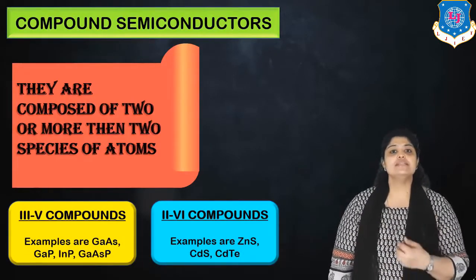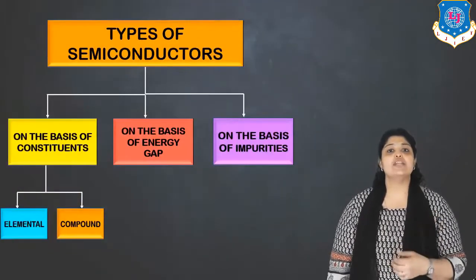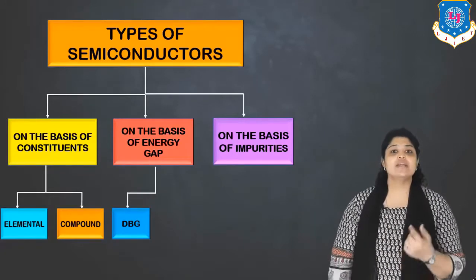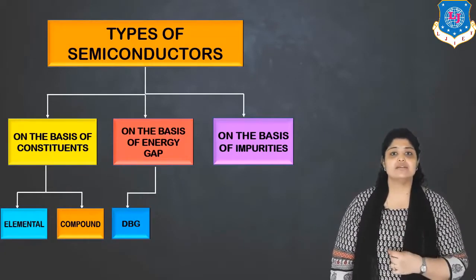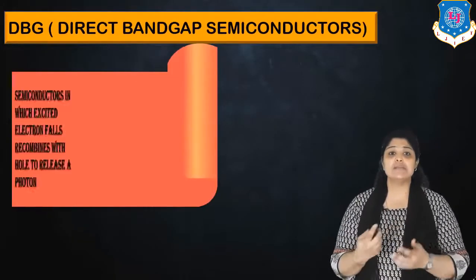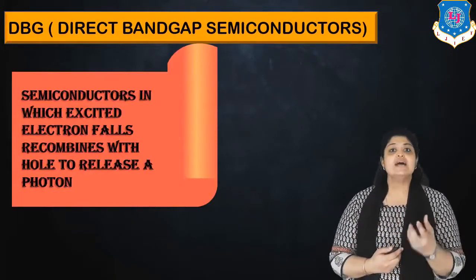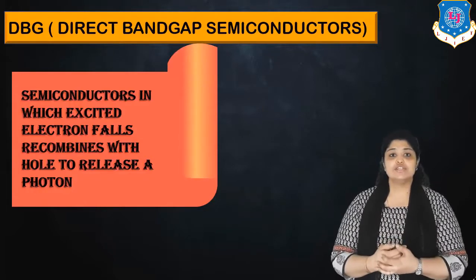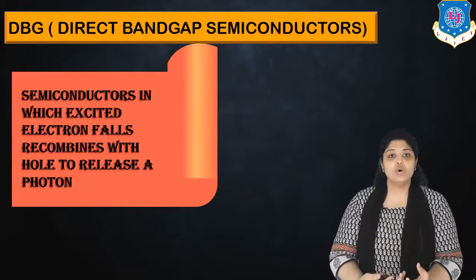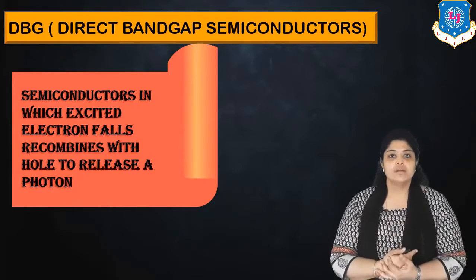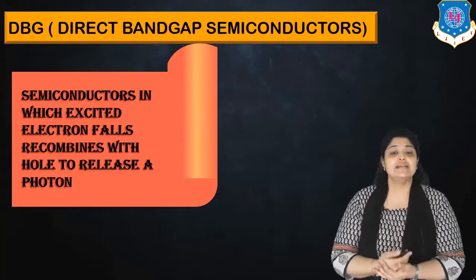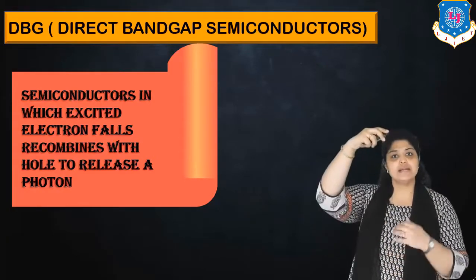Now, let us move on to the next category of semiconductors, which is based on energy gap. The first one is direct bandgap semiconductors. Let's see what direct bandgap semiconductors are. The acronym is DBG. These are the semiconductors in which an excited electron falls and recombines with a hole to release a photon. Now, where is this excited electron present? It is present in the conduction band.